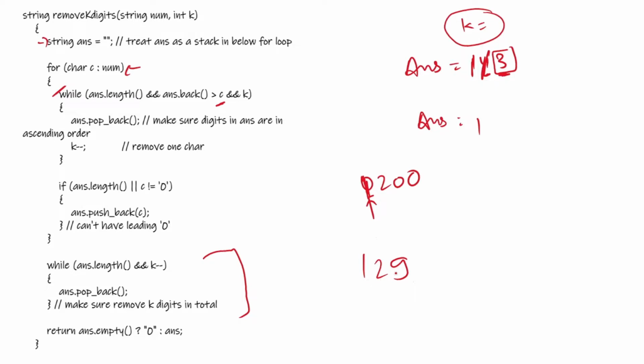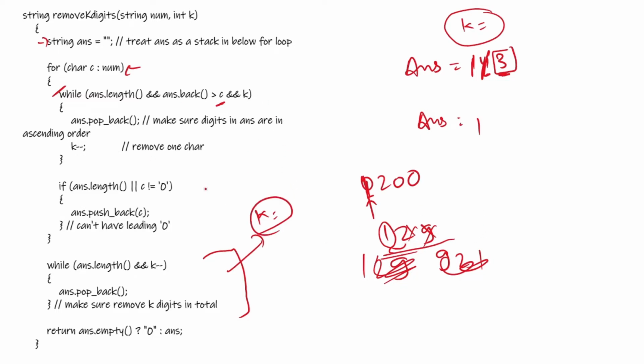Finally, after doing all these operations, let's say my number is 129. When iterating, you can see there is no digit which is greater than the next one. 1 is not greater than 2, and 2 is not greater than 9. So in this case we will delete from the back. If we still have k left and we haven't deleted anything, then we will delete from the back. So this is the whole solution.